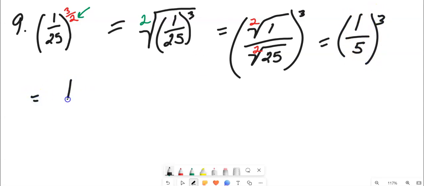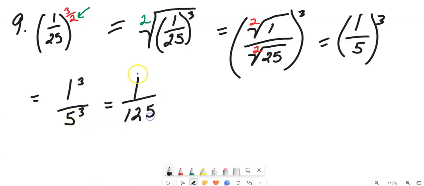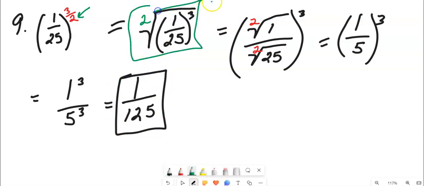So I'll do that over here. So 1 cubed and 5 cubed, when we evaluate that, 1 cubed is 1, and 5 times 5 times 5 is 125. And that's our final answer. So the hardest part about this problem is setting it up and then solving it.